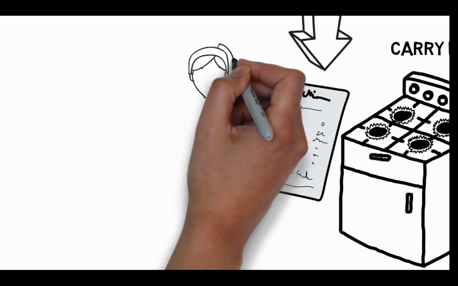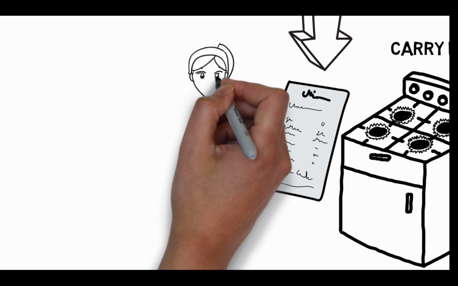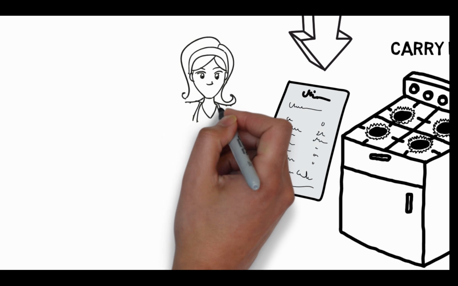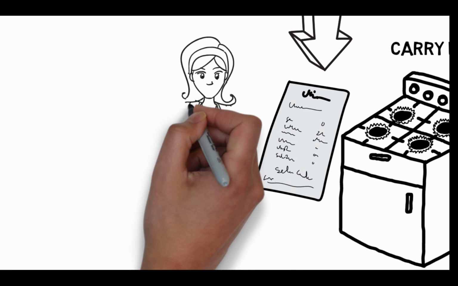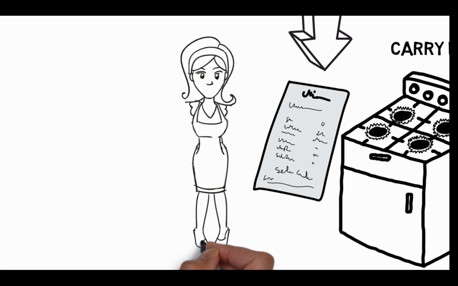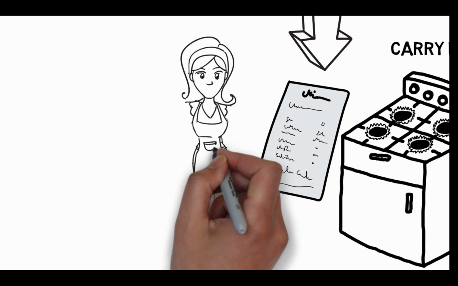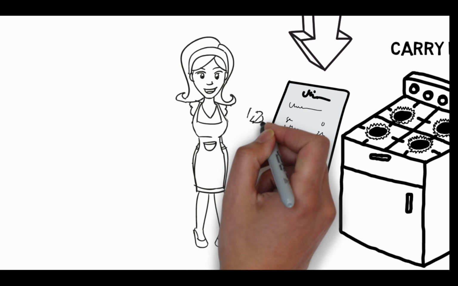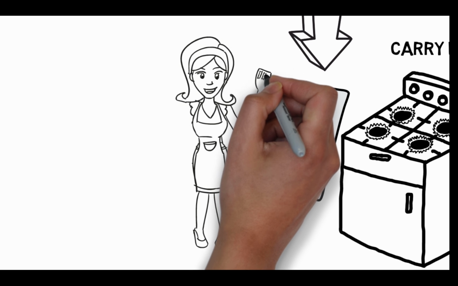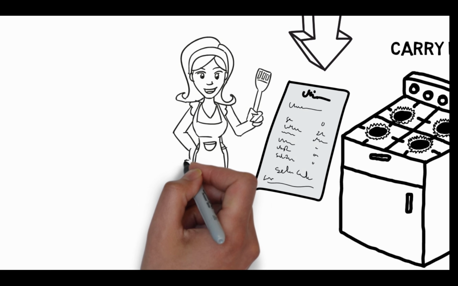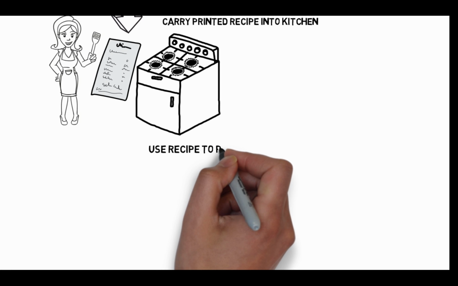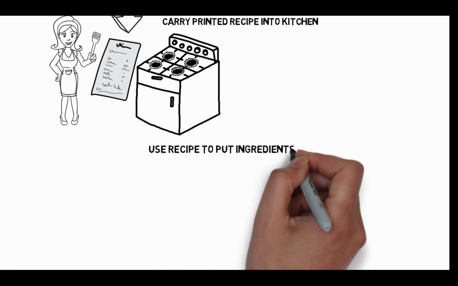And here I am thinking about this recipe and looking at this recipe and realizing that I need to get all of the ingredients together that I'm going to need to make my soup. I'm going to know the ingredients I need by looking at my recipe. So I'm going to use the recipe to put the ingredients in the proper order.